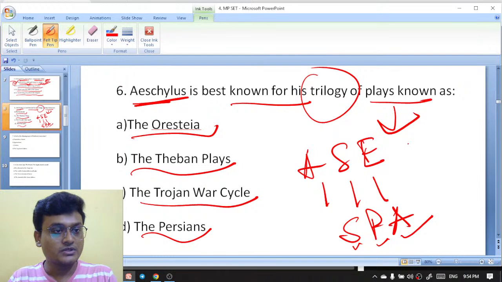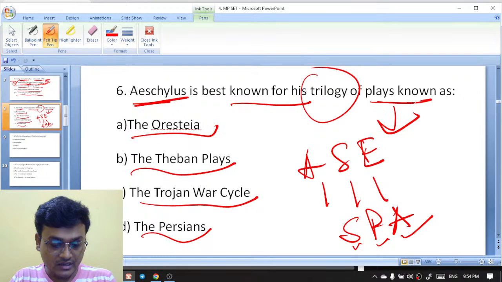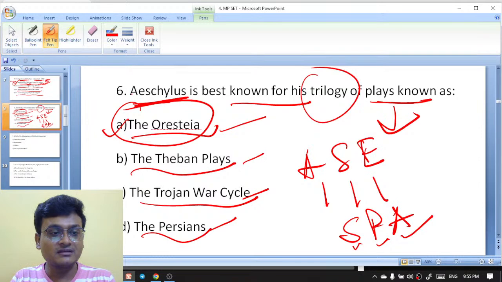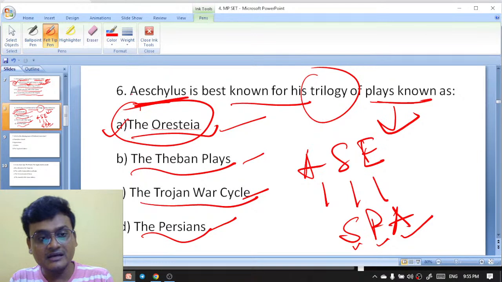On the other hand, there are SPA writers, okay? Socrates, Plato, Aristotle, okay? So here Aeschylus is best known for his trilogy of plays. Got it, Swati. The Oresteia, the Theban plays, the Trojan War cycle, the Persians. Excellent. It is the Oresteia trilogy.